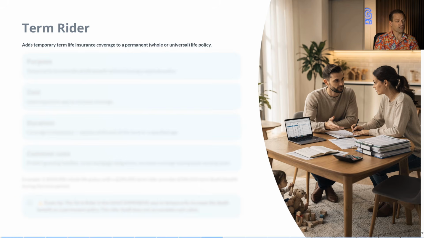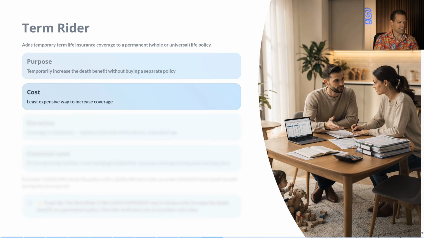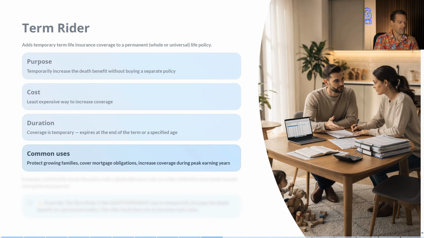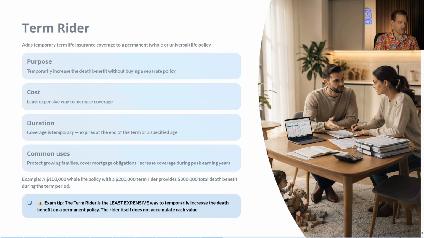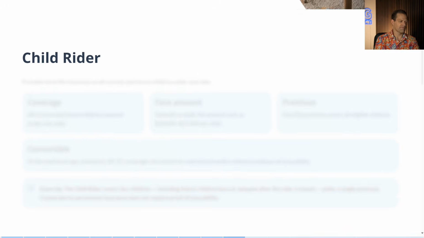So remember, the payer benefit rider is triggered by the payer's death or total disability, not the insured child's. So also, a term rider is very common. This adds temporary coverage to a permanent plan. The purpose is to temporarily increase the death benefit without buying a separate policy. It's the least expensive way to increase coverage. Coverage is temporary, so it expires at the end of the term. It protects growing families and mortgage obligations, increasing coverage during peak earning years. So let's say you have a $100,000 whole life plan with a $200,000 term rider that gives you a total of $300,000 death benefit during the term period. And it's the least expensive way to temporarily increase the death benefit on a permanent plan.